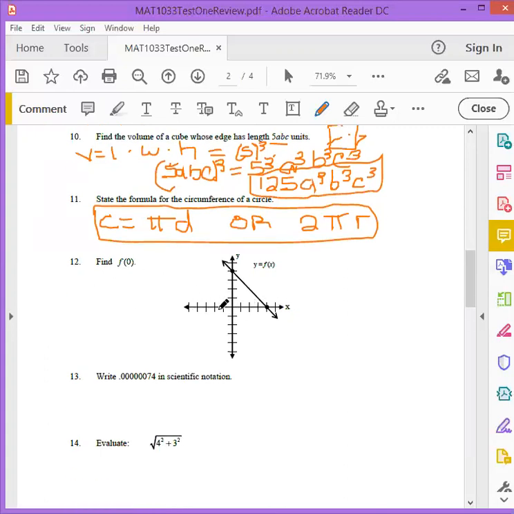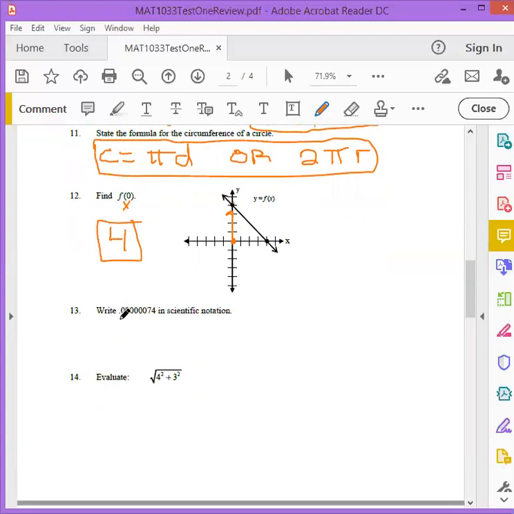Next, we're finding f of 0. Look at our graph. When we are at 0 on the x-axis, what is the value of the function? Where is the graph? When we're here at x, at 0, where is our graph? Let's look up to find where our graph crosses this point. Right here. And that's 1, 2, 3, 4. So f of 0 is 4.